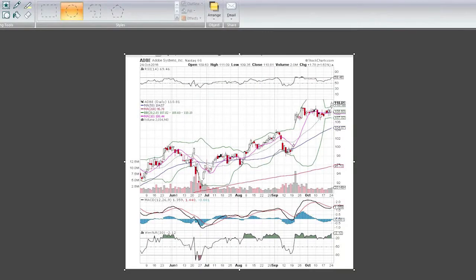It's time for our chart of the week, and this week we're going to be zoning in on Adobe Systems, one of our big cap technology names. So let's go ahead and mark this chart up as we go along, shall we?